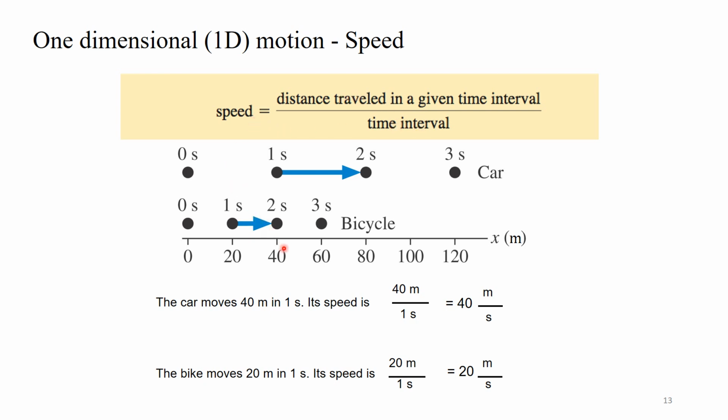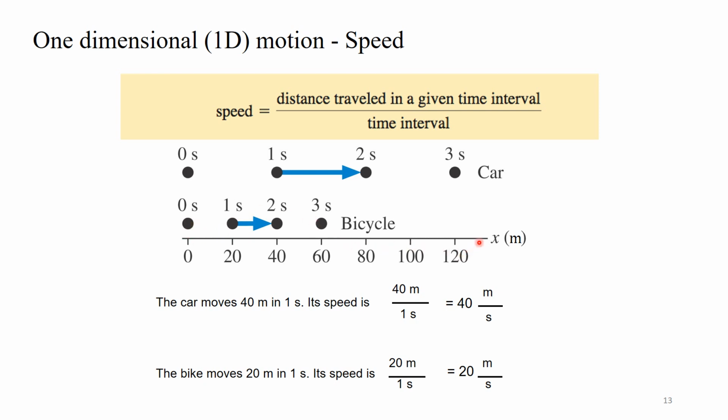And here we have two pictures, two motion diagrams. The first one shows you the motion diagram of a car from 0 to 3 seconds. So we have these 4 snapshots starting from 0 seconds going up to 3 seconds. And we can see the snapshots are equally spaced. So this tells us that it's traveling the same distance at every interval between the dots here. And then underneath we have a motion diagram for a bicycle. Again, it shows the motion from 0 to 3 seconds.